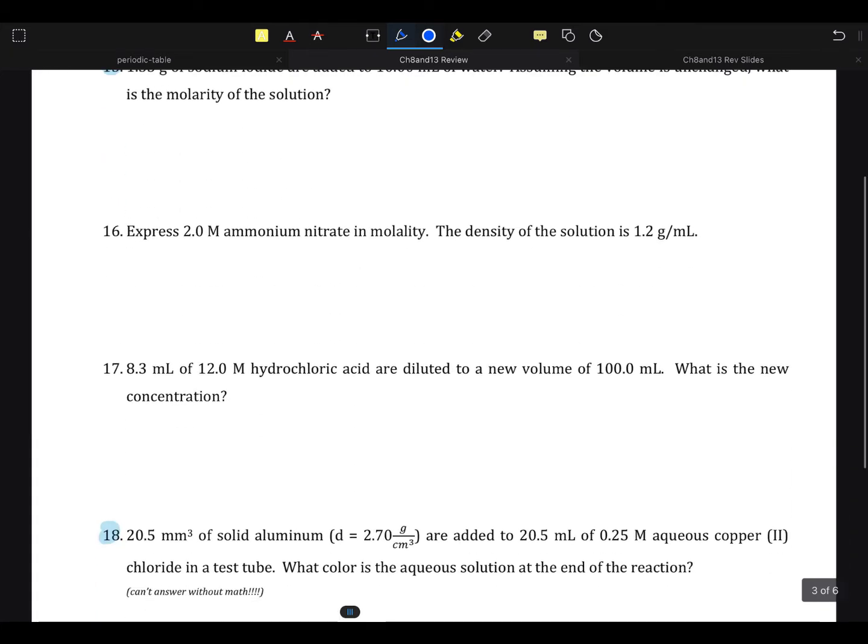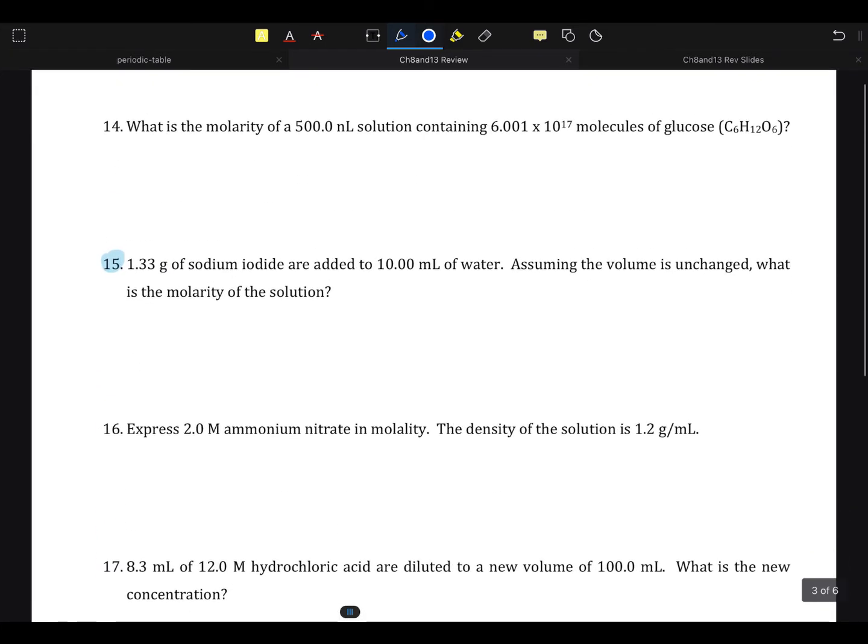So on this page, let's do this one. It says 1.33 grams of sodium iodide are added to water, right? So here's one of those times we should think to ourselves, we have something going into water. And then it says molarity of the solution. So do we need to write a reaction here? No reaction here, because that's not what's happening. All we're doing is making a solution. That's it.